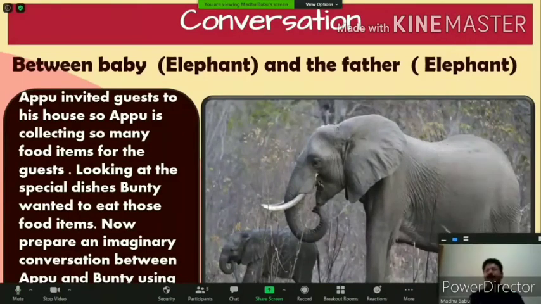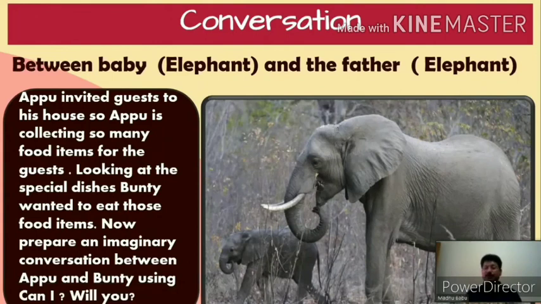So this is one interesting activity for a conversation. How we can do it, we will see. Appu invited guests to his house. So Appu is collecting so many food materials. Now looking at the food materials, Bunny wanted to eat it.